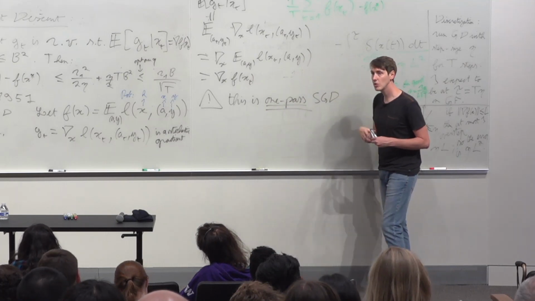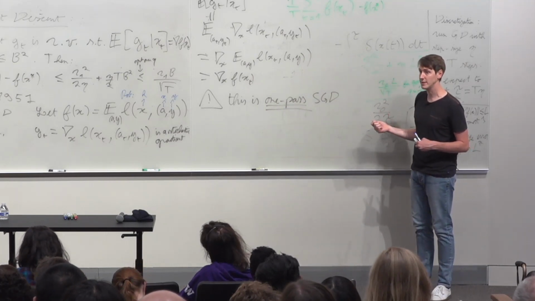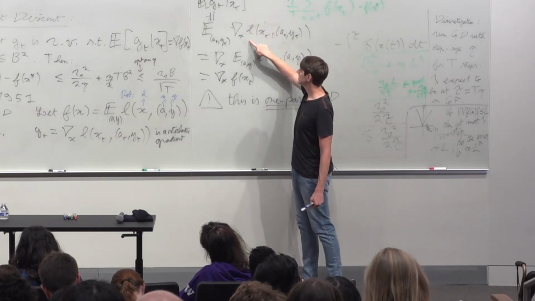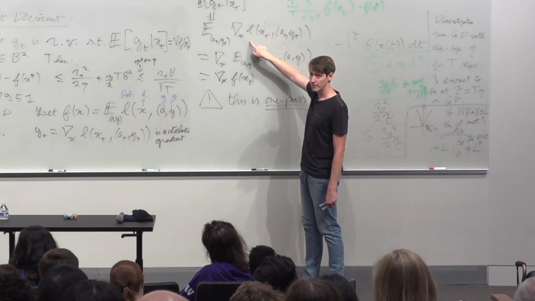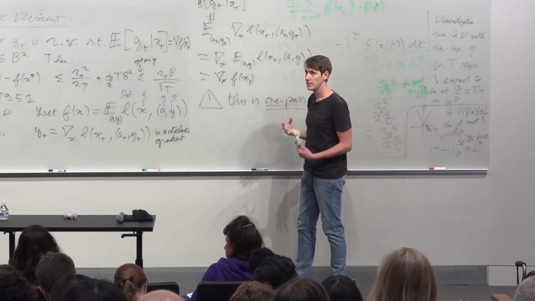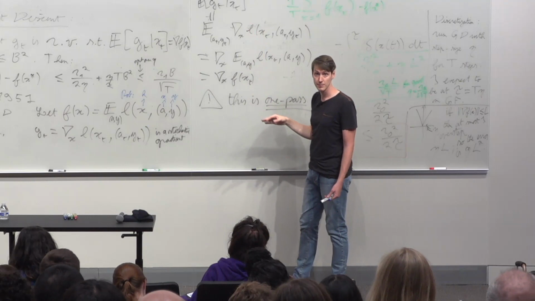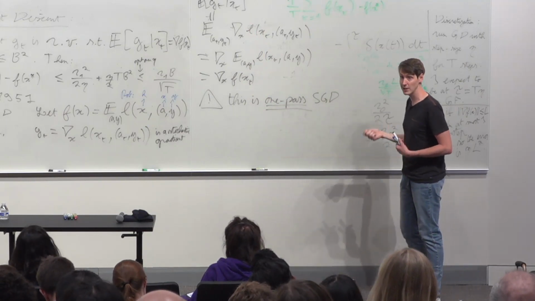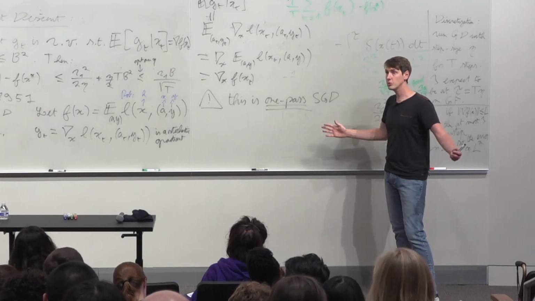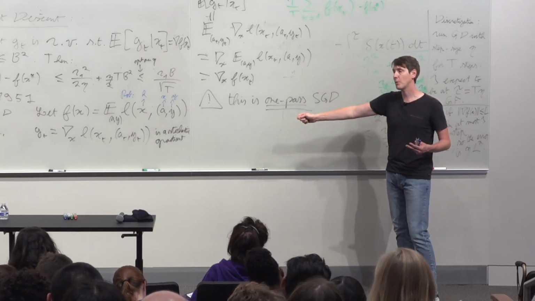Okay, I'm not allowed to revisit an example twice. Because if I revisit an example, then this identity is not true anymore. If I revisit an example, then ATYT is not a fresh sample independent of xt, because xt might depend on ATYT. So this analysis is only true if I have a huge data set, and I go through my sample once, and that's it.